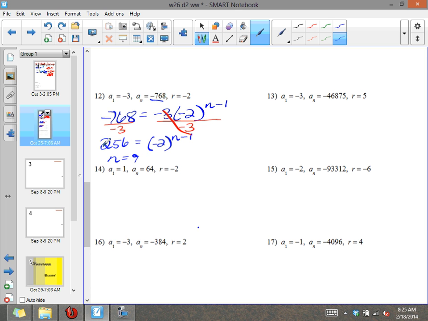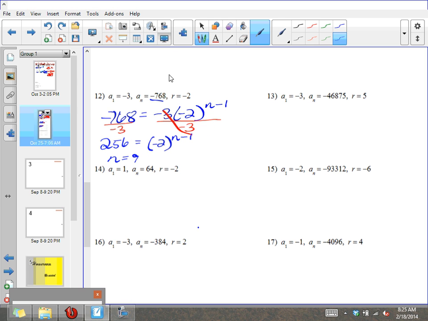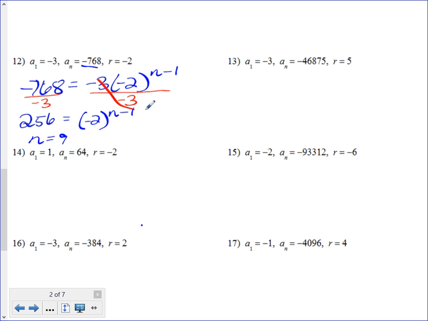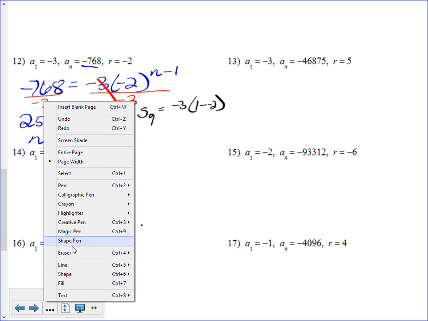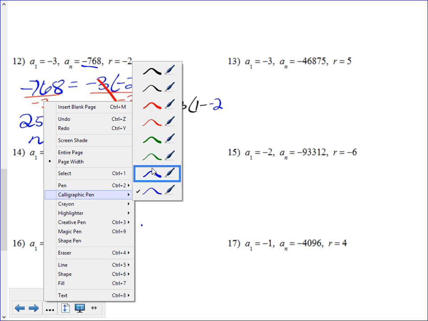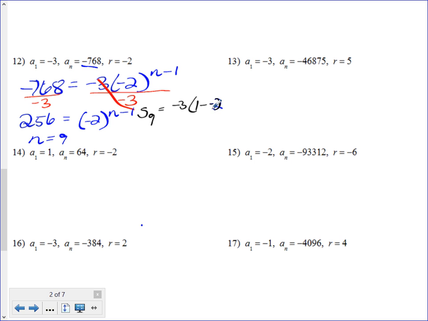Now once you find the number of terms, then you can use your formula over here. You can say that the sum of the first 9 terms is equal to the first term times 1 minus negative 2. I always forget the exponent. How do we get that? It's 8, because 9 minus 1 is 8. Negative 2 to the 8 is 256. It's not 8 terms, it's 9 terms, because 9 minus 1 gives you that 8.